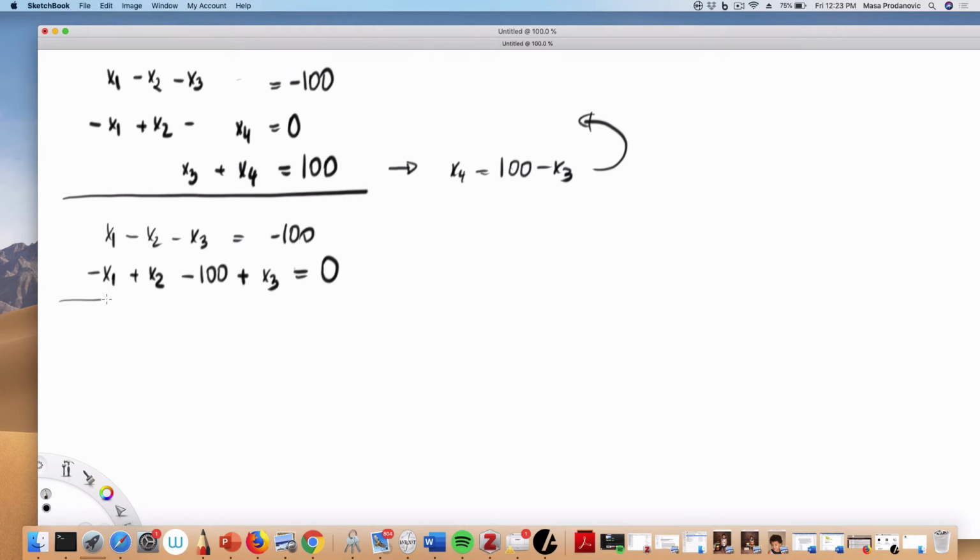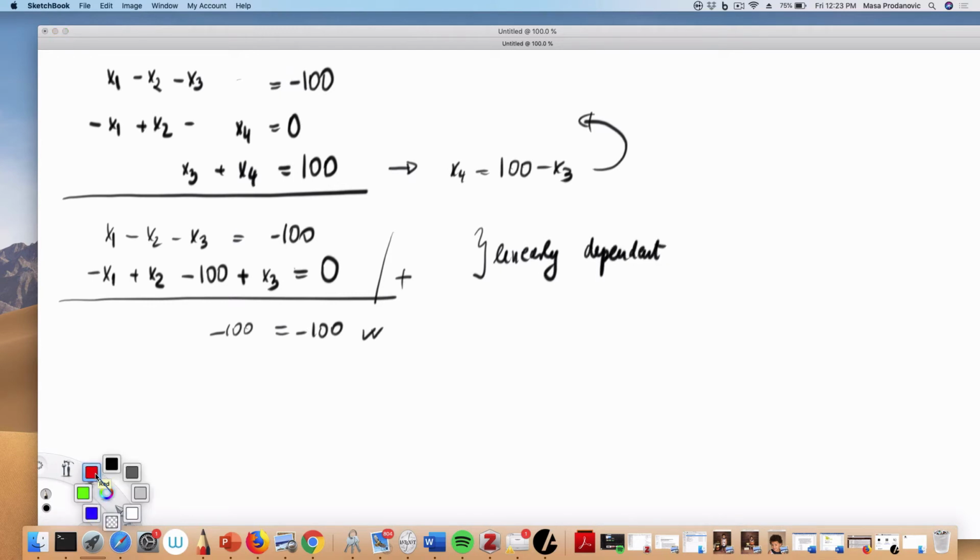What's happening here? If I add these two up, what do I get? Something that is always true, because the second one is just minus 1 times the top one. So these are linearly dependent. They're not unique information. So I can essentially strike one of them. It's not giving me anything new. So the only equations that I have here that actually mean something are this one and this one.